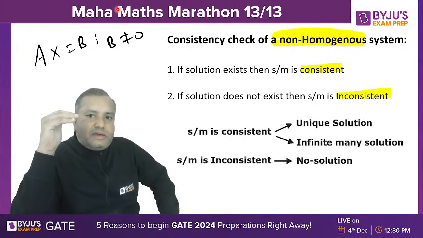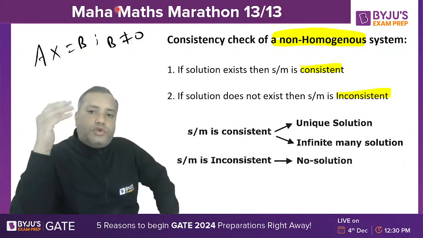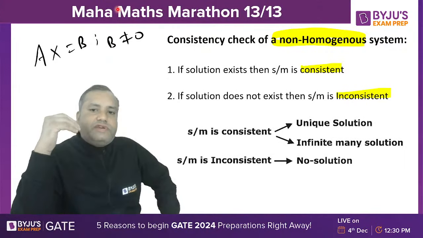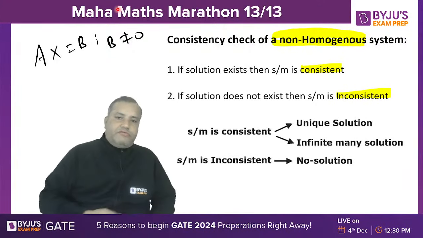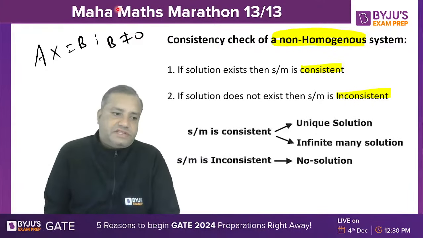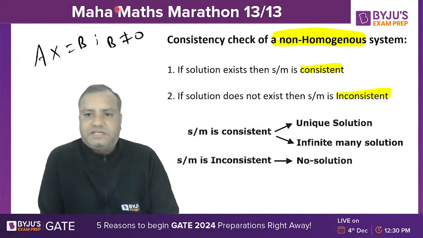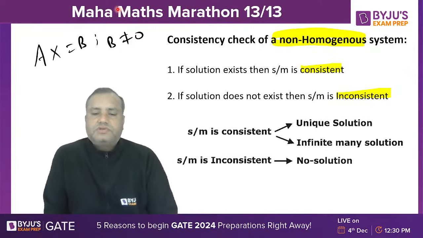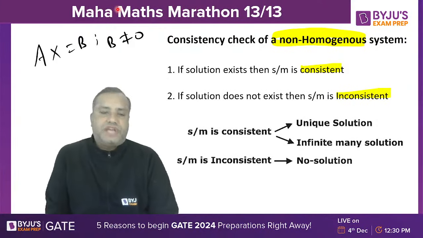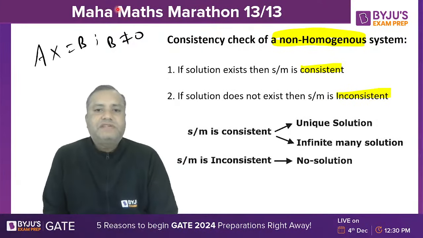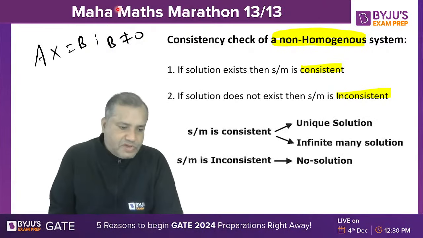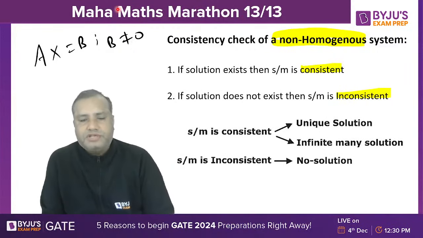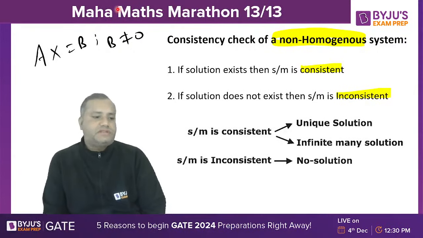if you are having a non-homogeneous system, what do you do first? Actually, we are performing the solution analysis. Solution analysis means whether the system is consistent or inconsistent. Sir, what do you mean by consistent or inconsistent? These are the two types of consistency check. If my system has a solution, then that system is called a consistent system. If the system does not have a solution, it is called an inconsistent system.